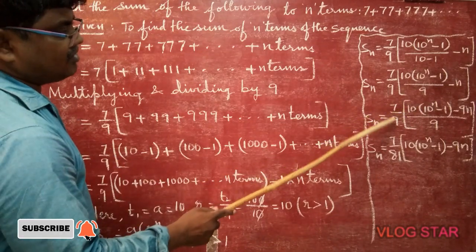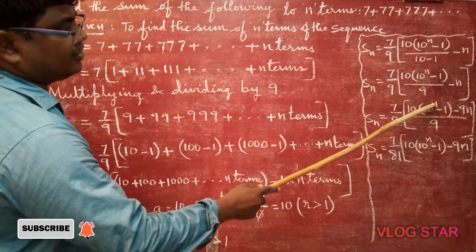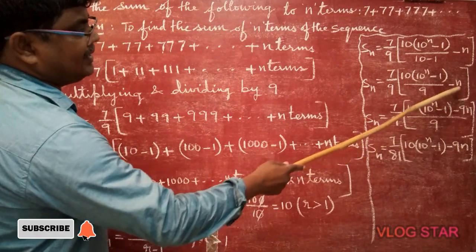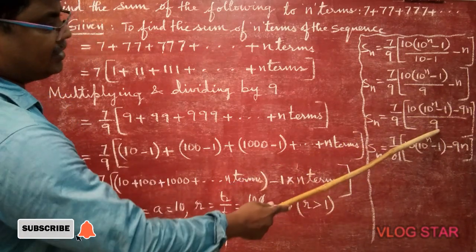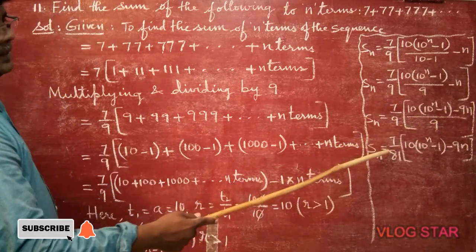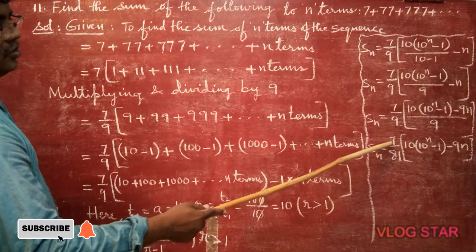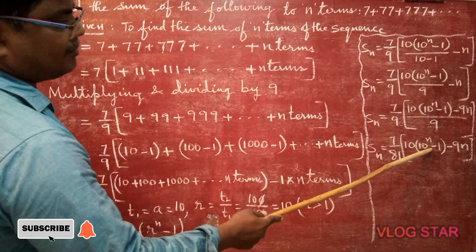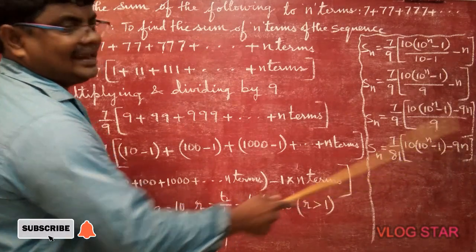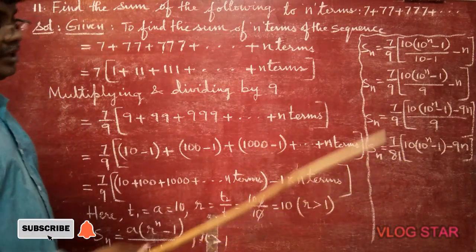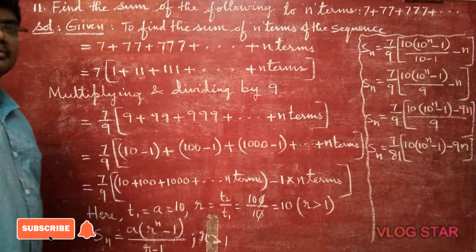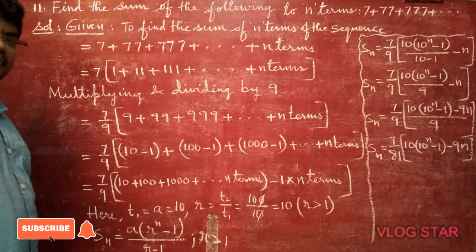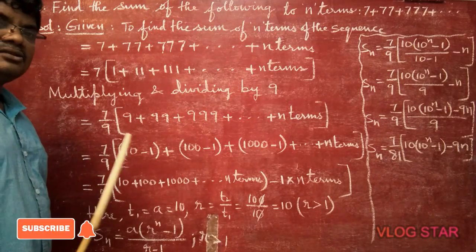Next, Sn is equal to 7 by 9 into 10 into 10 to the power of n minus 1. Take LCM, 9 is the LCM, minus 9n. Now the denominators you can multiply: 9 nines are how much? 81. So 7 by 81 into 10 into 10 to the power of n minus 1, minus 9n. Can you follow? Very important, please practice. In this problem I have done 3 numbers unknowingly. Not magic. See the logic.